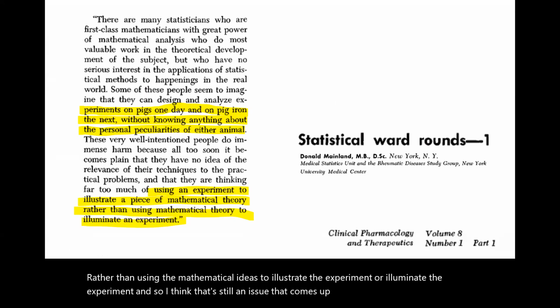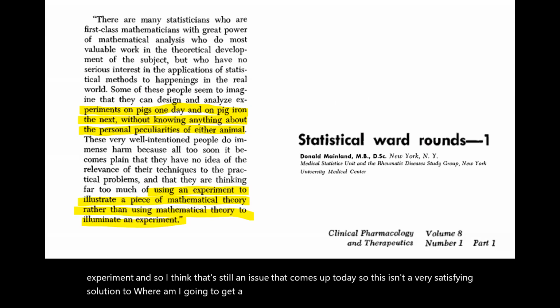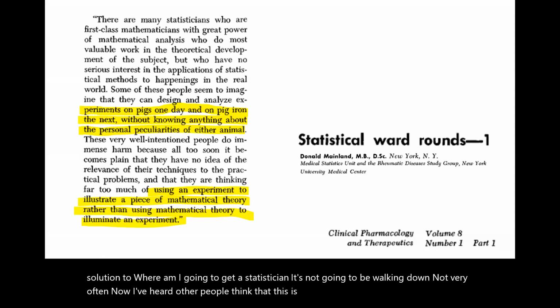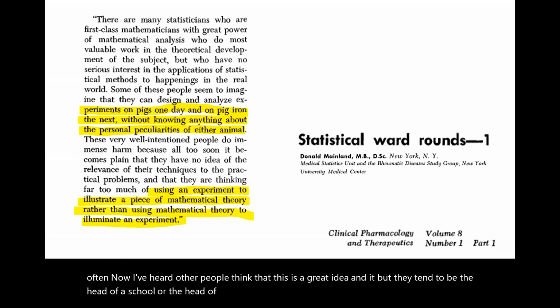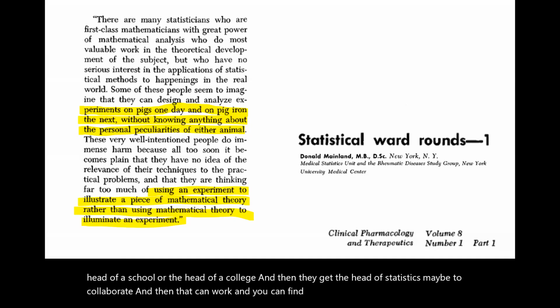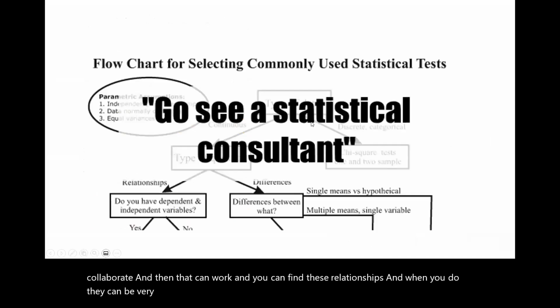So this isn't a very satisfying solution to where am I going to get a statistician? It's not going to be walking down, not very often. Now, I've heard other people think that this is a great idea, but they tend to be the head of a school or the head of a college, and then they get the head of statistics maybe to collaborate, and that can work. And you can find these relationships, and when you do, they can be very productive. It's just not a consistent solution.